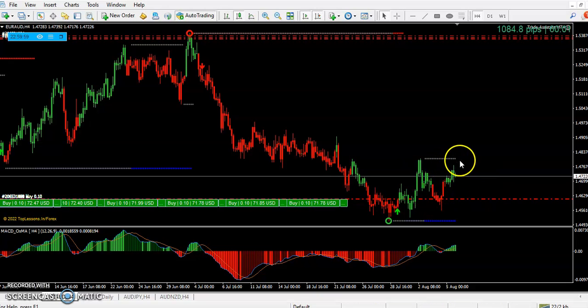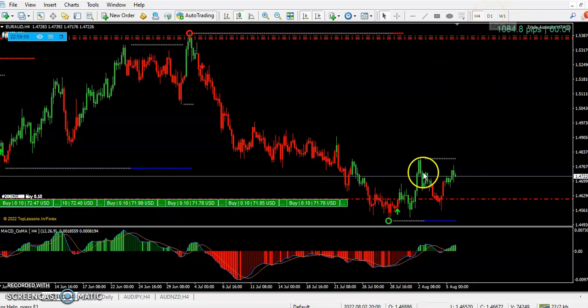We got a small little resistance right here on the 4-hour, but that's going to get broken because long term, the position should continue to go north. So that's the analysis, at least in my head, based off the template. This is where we're going. Right now we're up 1,084 pips.